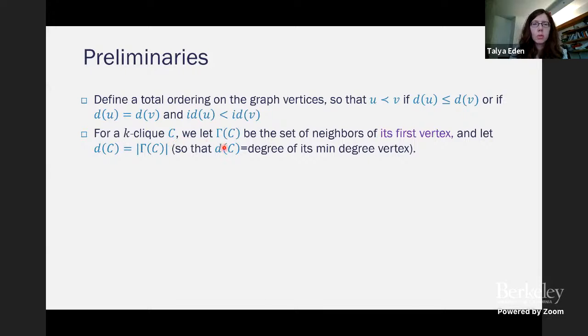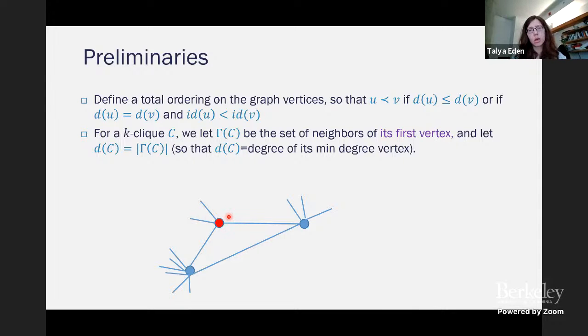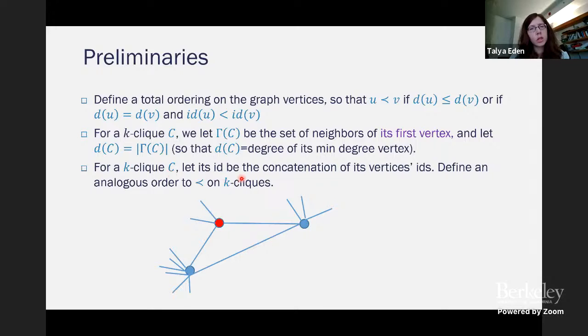And for a k-clique C, we let Gamma(C) be its set of neighbors. It's the set of neighbors of its min degree vertex. Okay, so if this is our k-clique, so just a triangle, we look at the min degree vertex, and the set of neighbors of the min degree vertex, that's the set of neighbors of the k-clique. Okay, and also the degree of the clique is the same as the degree of its min degree vertex. And for a k-clique C, we let its ID be the concatenation of its vertices' IDs, so we can generalize this ordering to k-cliques. So now we get the total ordering on the k-cliques.